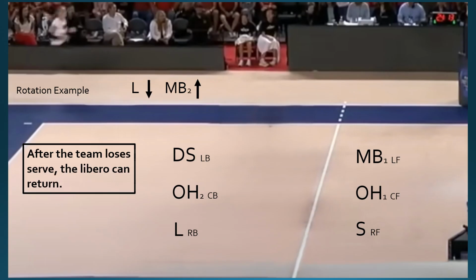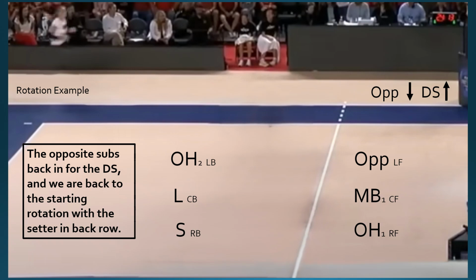And once the team loses serve, the libero could come back in to replace that back row middle. The next rotation brings the setter back to right back. And if the team had used a DS, the opposite would sub back into the front row, and now we are back to the team's original starting rotation.